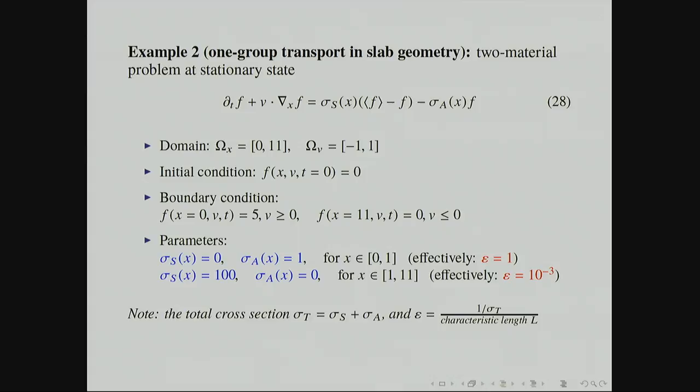The second example, a similar equation, but now the problem involves two types of materials. This will also have an absorption effect. The domain size is from 0 to 11, and initially there's no particle. Particles just come in as boundary data, this inflow, like isotropic boundary data from the left. So two materials, one takes up the first unit, from 0 to 1. In this material, there's no scattering effect, there's only an absorbing property. And the next 10 units from 1 to 11, you have a scattering dominant material, there's no absorption. So you can calculate what's the effect of epsilon. On the left, you have 1. On the right, you have 10 to the negative 3.